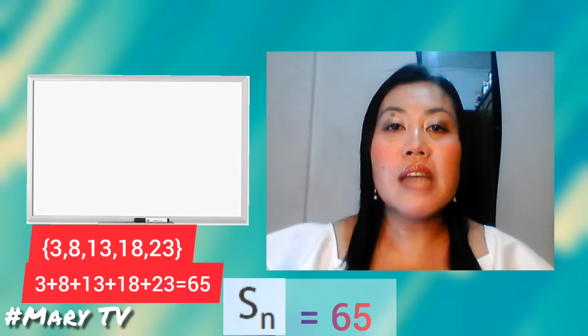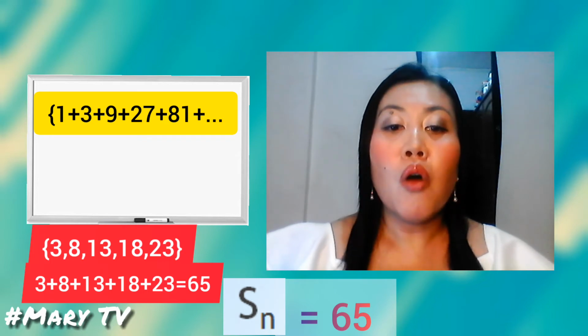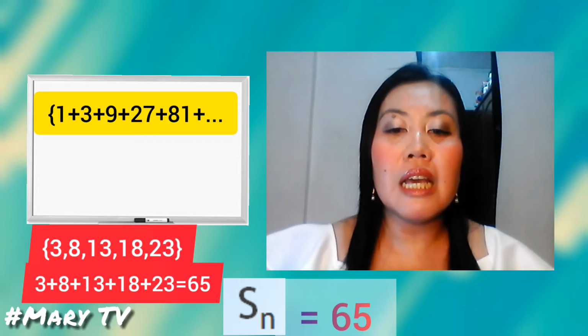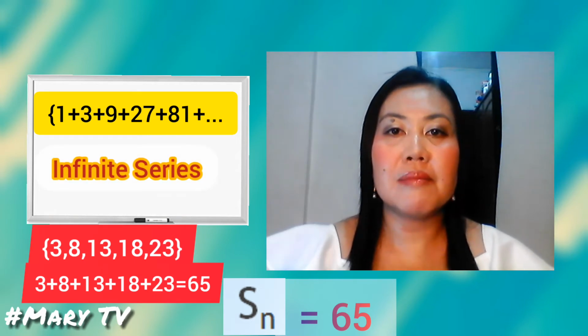Moreover, the sum 1 plus 3 plus 9 plus 27 plus 81 plus ellipses continues indefinitely and is called an infinite series. Then, it is a finite series when we add a definite number of terms, and an infinite series when we add terms with ellipses at the end.